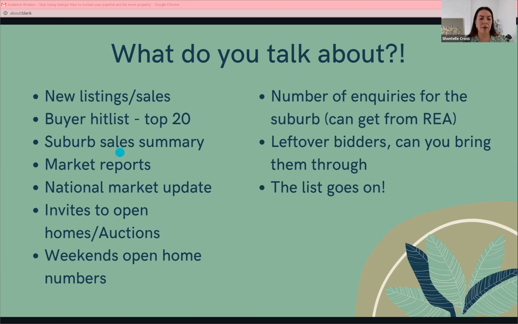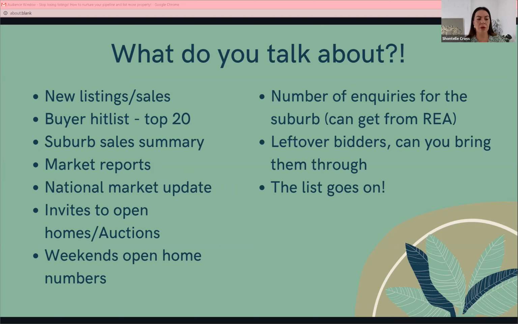Like I say, the suburb sales summary, market report. So that, like I mentioned previously, offer them the market report for their own suburb and also for where they're looking to buy. If they're staying in the same area, great. If they're moving somewhere else, send them that one as well. National market update. So there's so many reports that you can send through to them that have got interesting stats around what the market's doing nationally, particularly in times like what we're having at the moment, where there's, I guess, uncertainty around. We've got the interest rates changing. It's interesting for people.